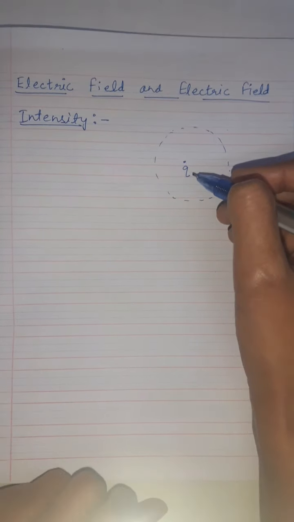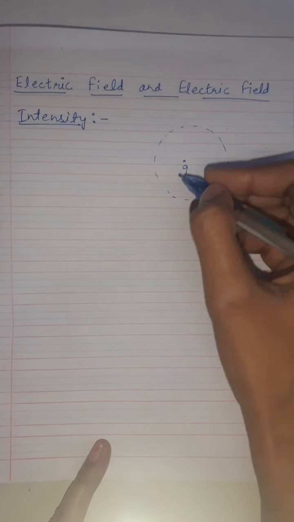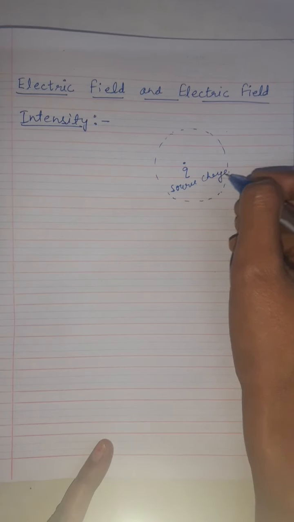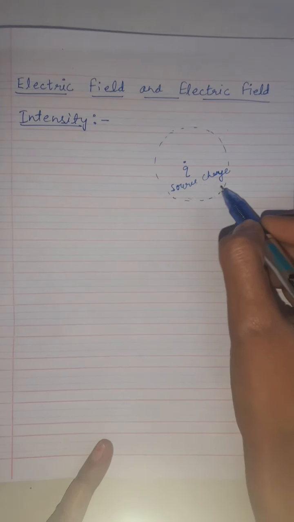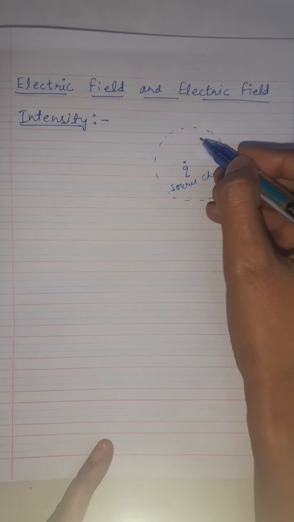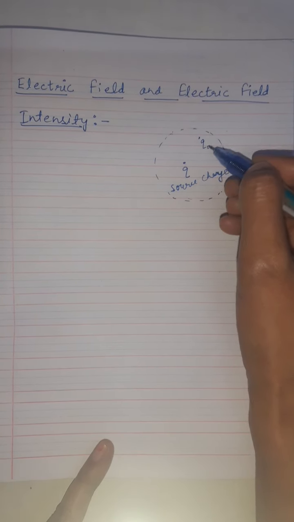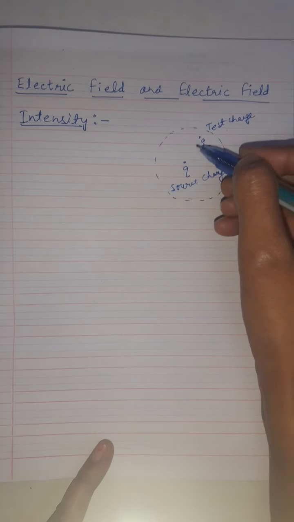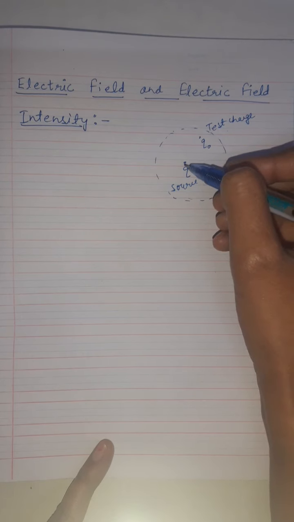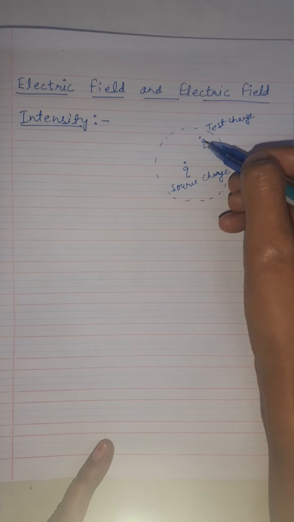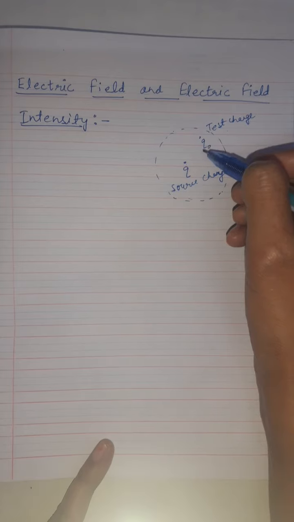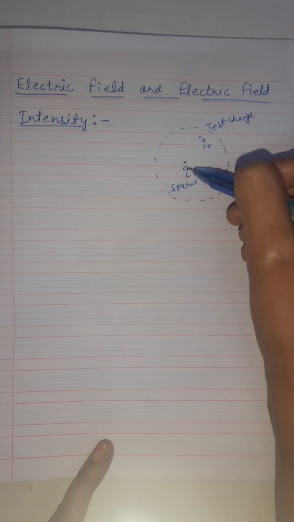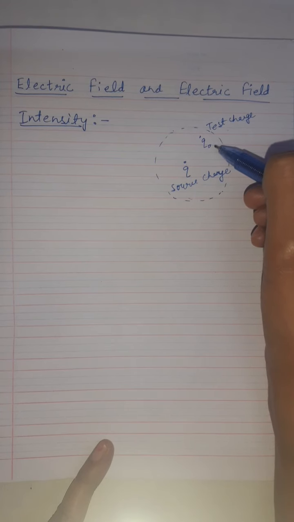So suppose there is a charge Q, we call it a source charge. So Q is a source charge, and if we are placing another charge, say Q naught, we call it a test charge. Then there is a force acting between Q, this source charge, and Q naught, this test charge. So this field is called the electric field, in which the force is experienced by another test charge.